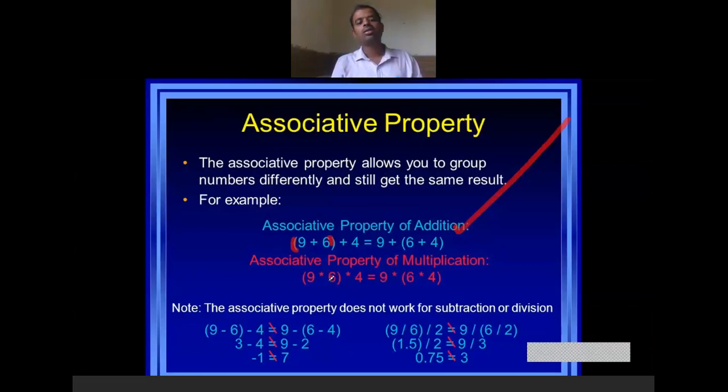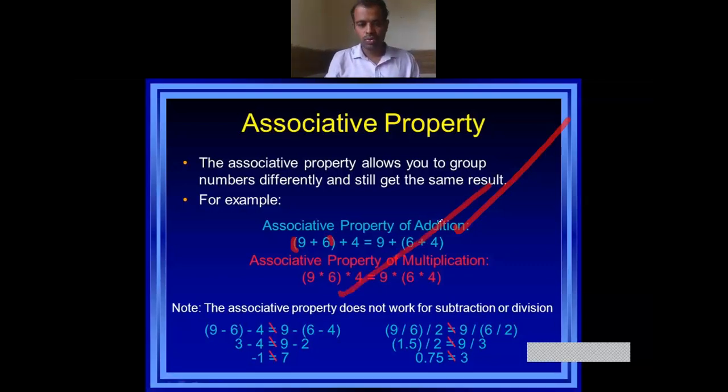What is the answer? 6 nines are 54. 54 into 4? 216 is the answer. Here also, 6 fours are 24. 24 into 9? 216. Therefore, the associative property under multiplication holds good.